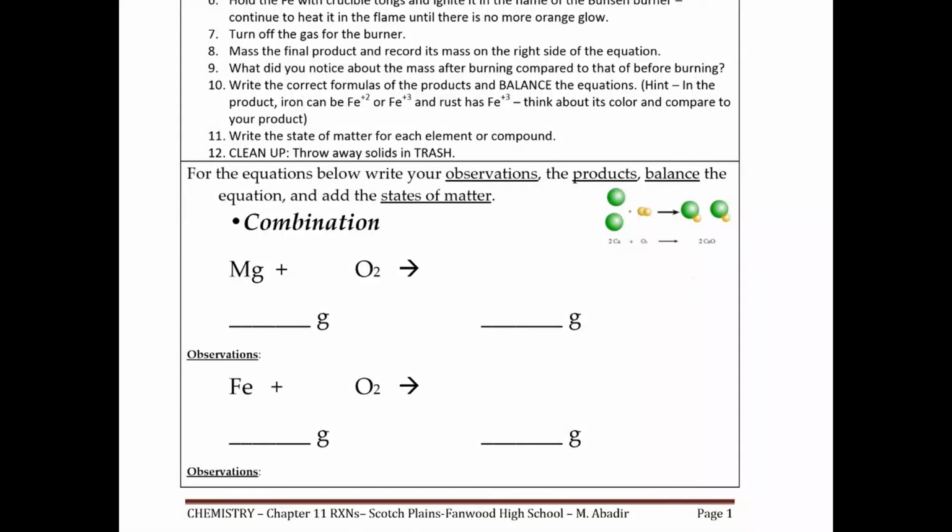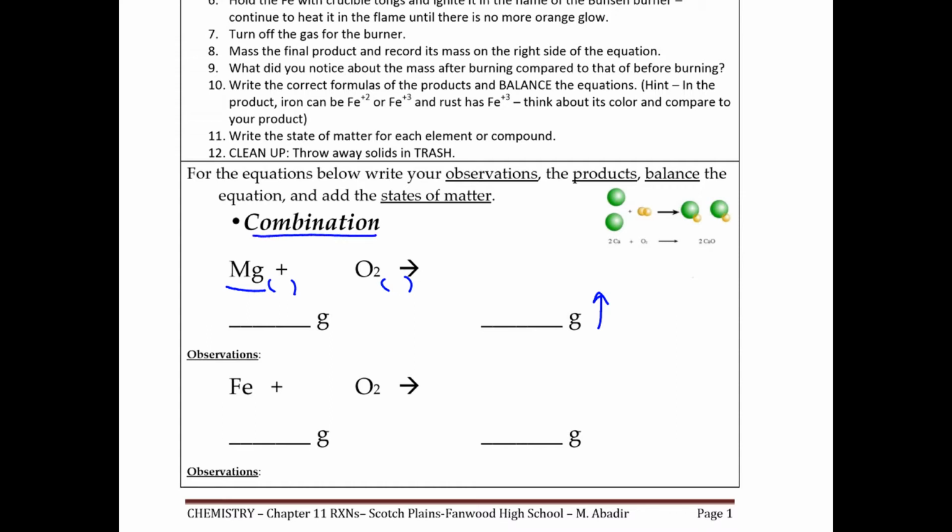In today's lab, you saw combination or synthesis reactions. The first one was magnesium, which you know was a piece of metal, so you should know its state of matter. You know that the oxygen came from the air, so you should know its state of matter. And you should have seen that the mass went up after you did the reaction. So that tells you this was a combination reaction, or putting things together.